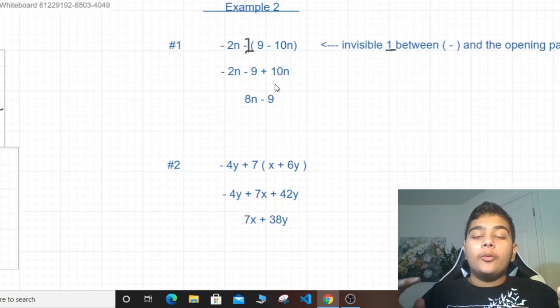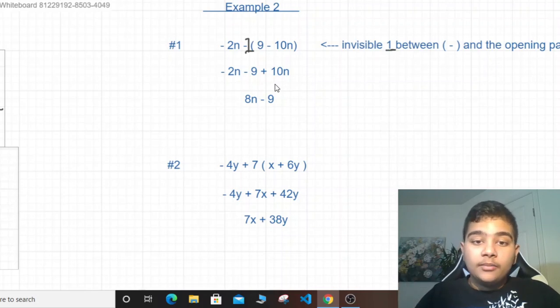Then we can just combine like terms. We can see that we do have another number with a variable of n, so we do negative 2n plus 10n, which will give us 8n. We see that there's no other number that can be combined with negative 9, so negative 9 stays. So that's how we get our answer.